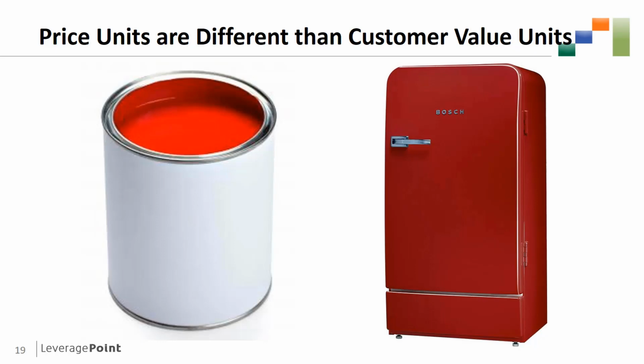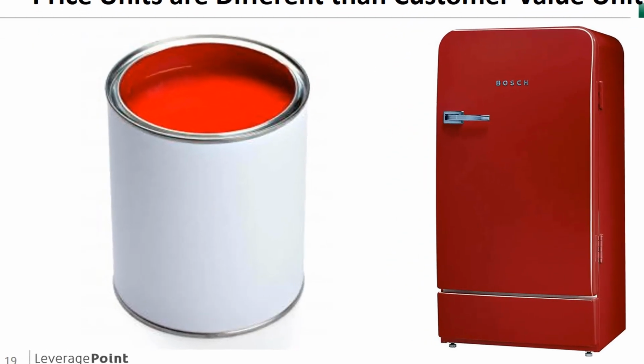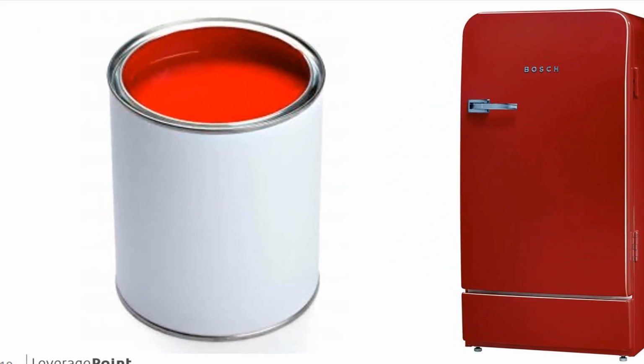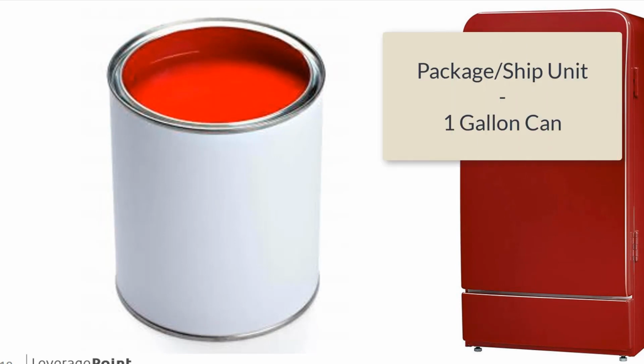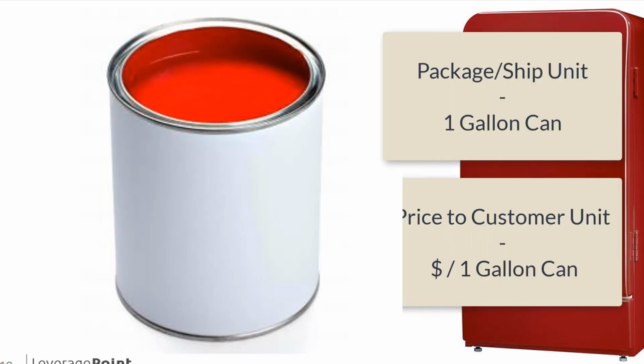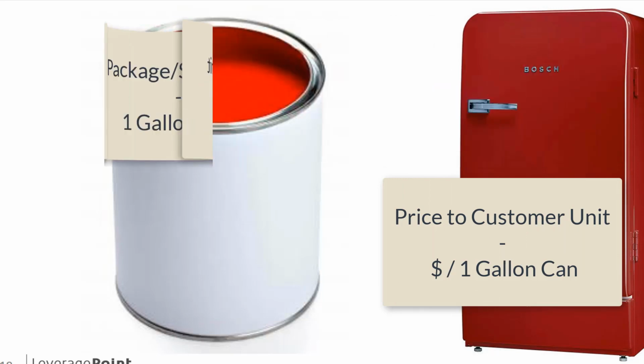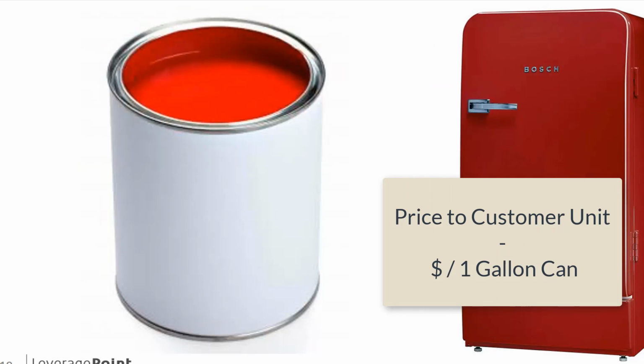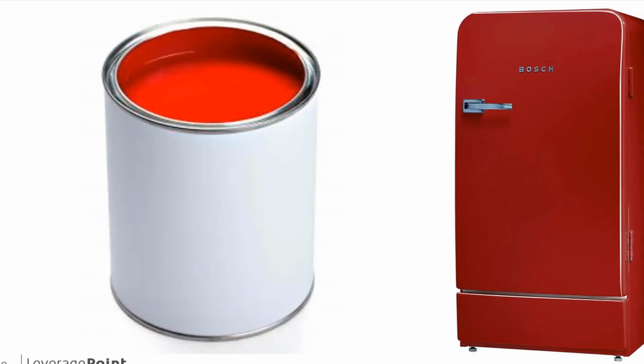So let's say we are all in the red paint business. We package and ship our red paint in 1-gallon cans. So it's quite normal for us to price our paint that way, as in price of paint equals $20 a can. This is a price metric. It's how we sell and how the customer purchases our product.